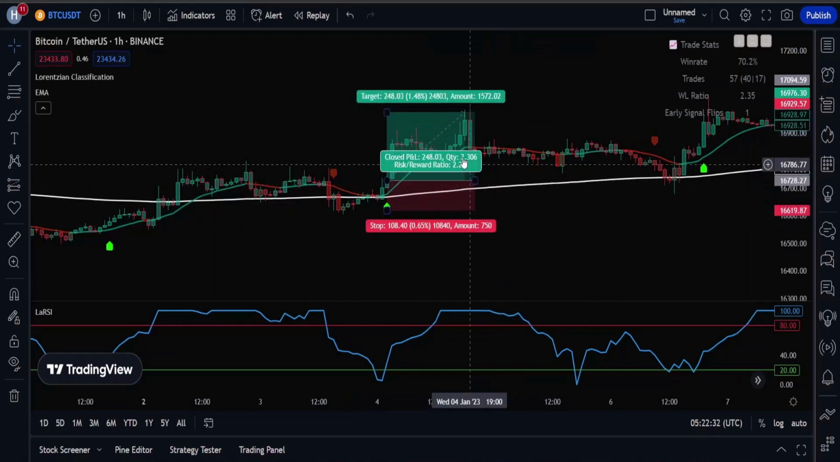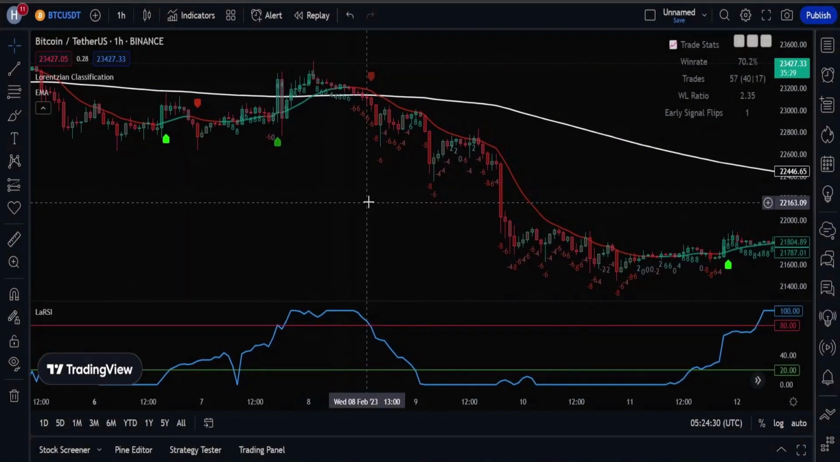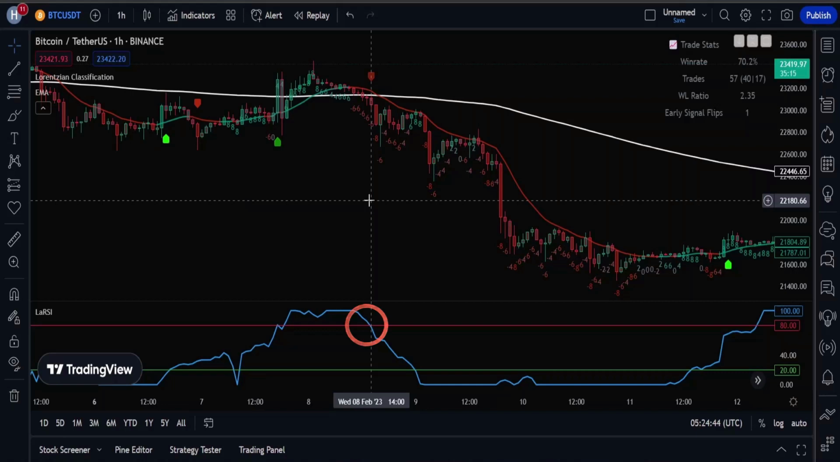Now let's go through the rules for entering a sell trade. For a sell trade, the following conditions must be met. First, we have to make sure to sell only when the price is lower than the exponential moving average. Then we wait for a sell signal from the machine learning indicator. And after we have got a signal, we will look below to see if the Laguerre RSI crosses the upper red line to the downside, exactly opposite to what we want for the buy trades.